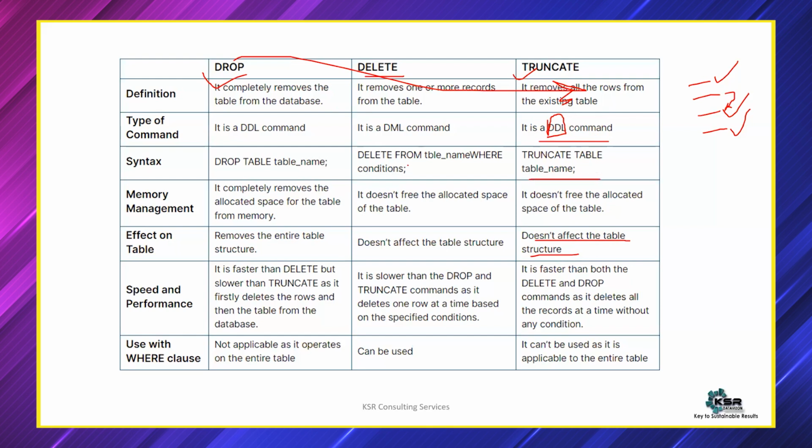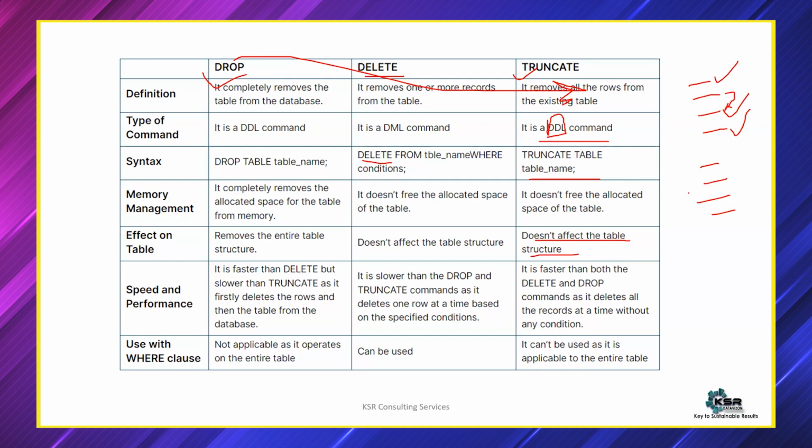Whereas if you're using delete, it will match. If you're using a where clause, it will match it. Even if you don't use a where clause, delete is a DML command. Even if you use no where clause, it will go row by row. Truncate will not think row by row. It will take the whole table in one single go. Table structure is not deleted, but all the records are deleted.